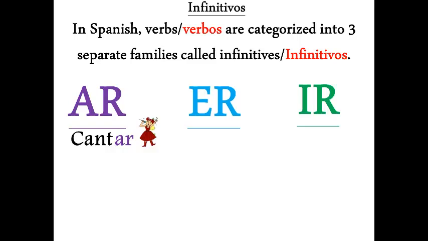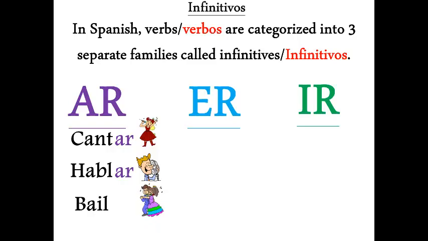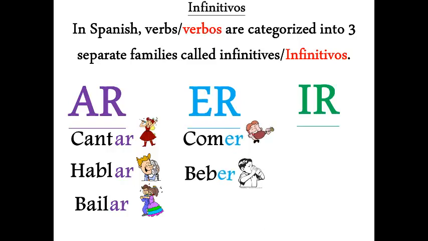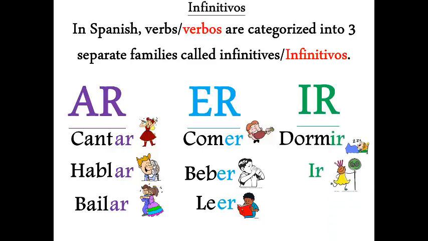So we've got verbos AR: cantar, hablar, bailar. And we've got verbos ER: comer, beber, leer. Y verbos IR: dormir, ir, which means to go, y escribir.